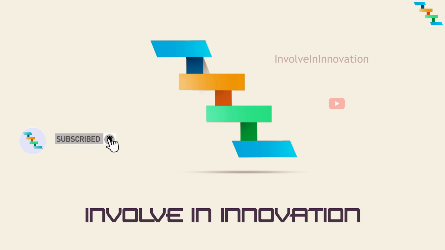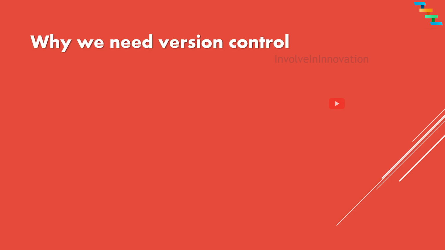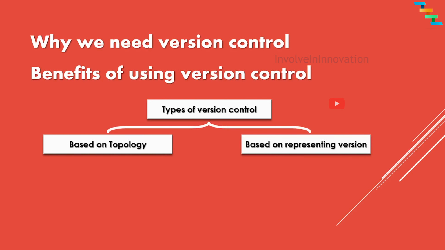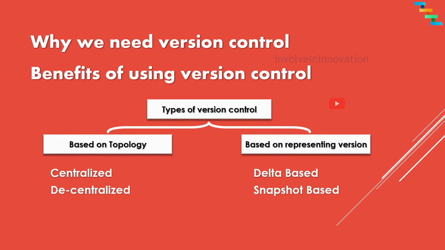Welcome to the brand new series on Git. In this video, we are going to see why we need version control, key benefits of using version control, two major divisions of version control, one based on topology of the project and another how we represent the versions. Based on the topology, we have centralized version control and decentralized version control. Centralized version control example is SVN, decentralized version control is Git. Based on how we represent version, it is classified into snapshot based version control and delta based version control. And we will also see what is Git and benefits of using Git and introduction to key terminology in Git.